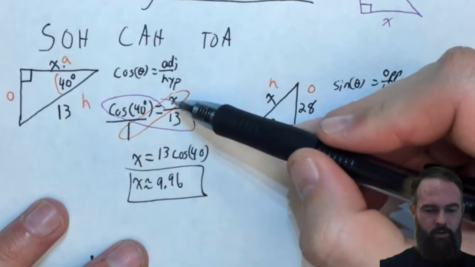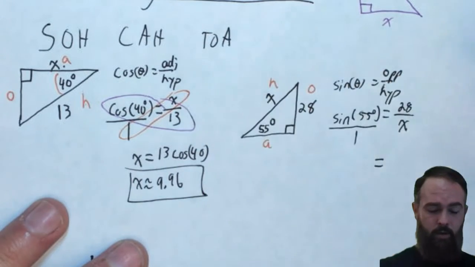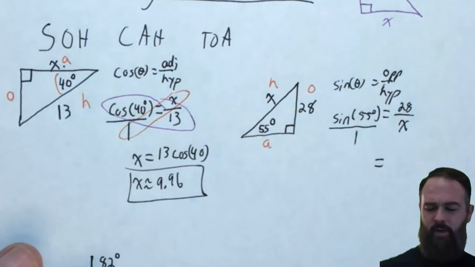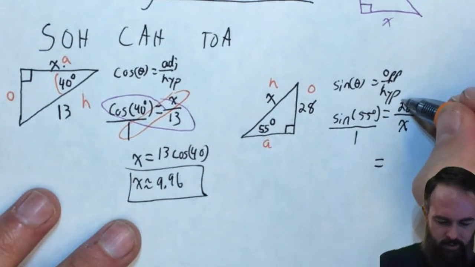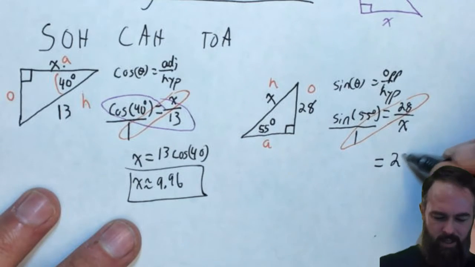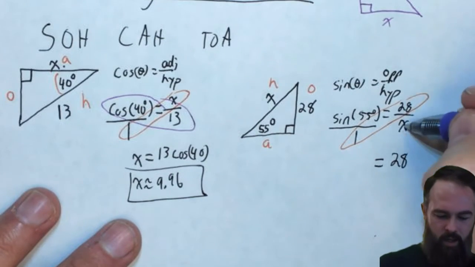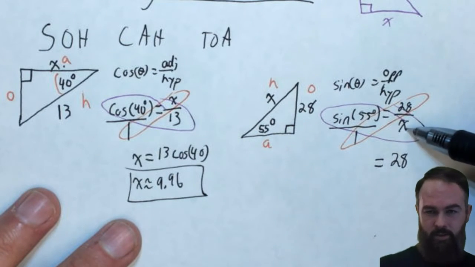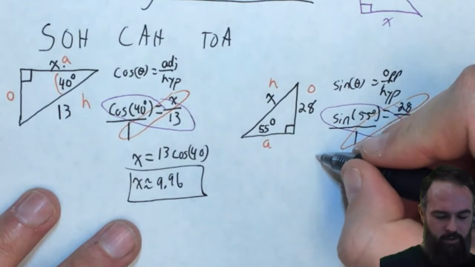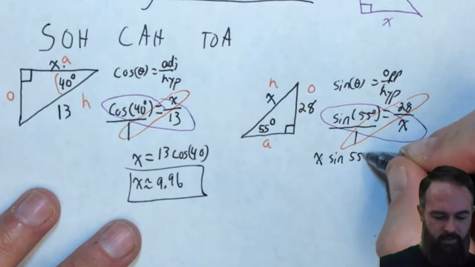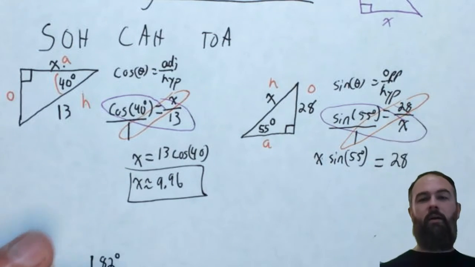Now you notice that on this one, x was on the top, or in the numerator. Here, x is in the denominator. So this is going to have a slightly different solve pattern, but we still do the exact same thing. 28 times 1 is 28. X times sine 55. Remember what I said. This thing over here is always going to come out as a coefficient. So it's x times sine of 55 degrees.